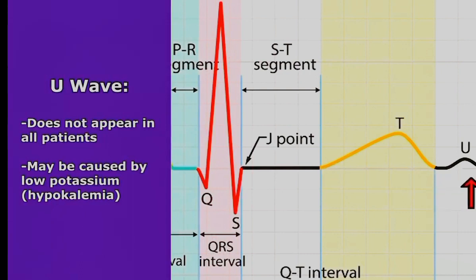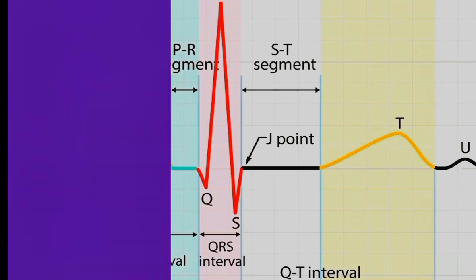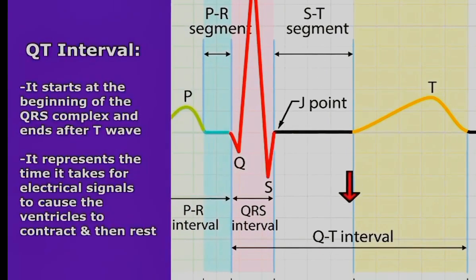Now, sometimes after the T wave, you may see a U wave. It's not the case in a lot of patients, but in some patients, and it may be happening because your patient's potassium level is low, like in hypokalemia. And then lastly, here is the QT interval. The QT interval starts at the beginning of the QRS complex and ends after the T wave. And this demonstrates the time it takes for electrical signals to cause the ventricles to contract and then rest.